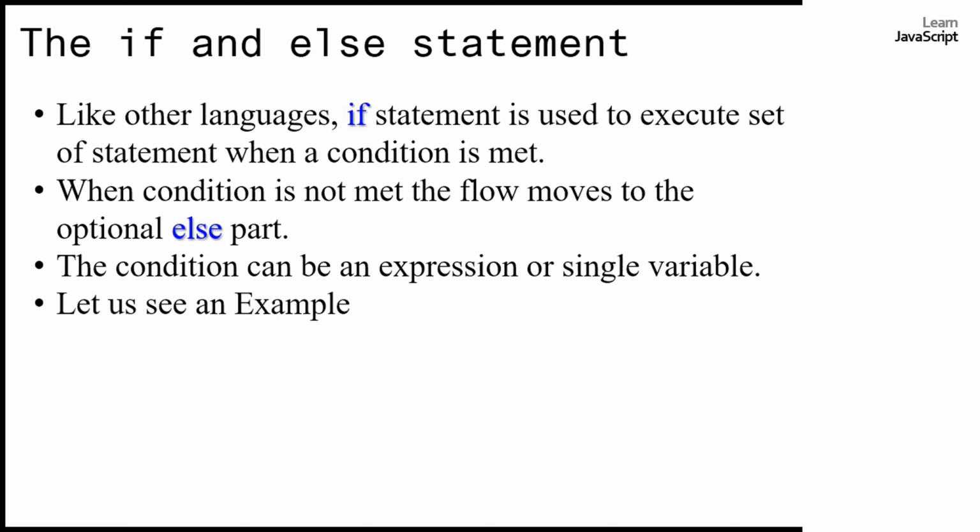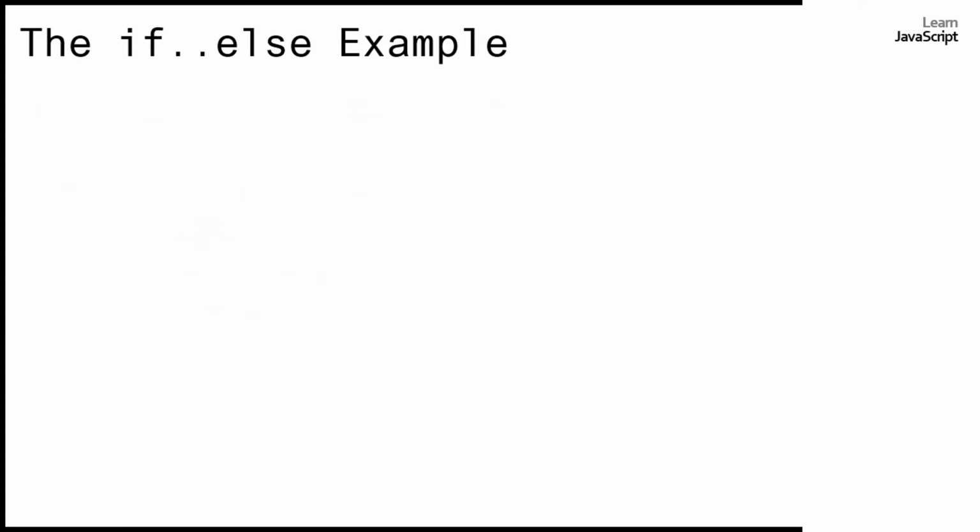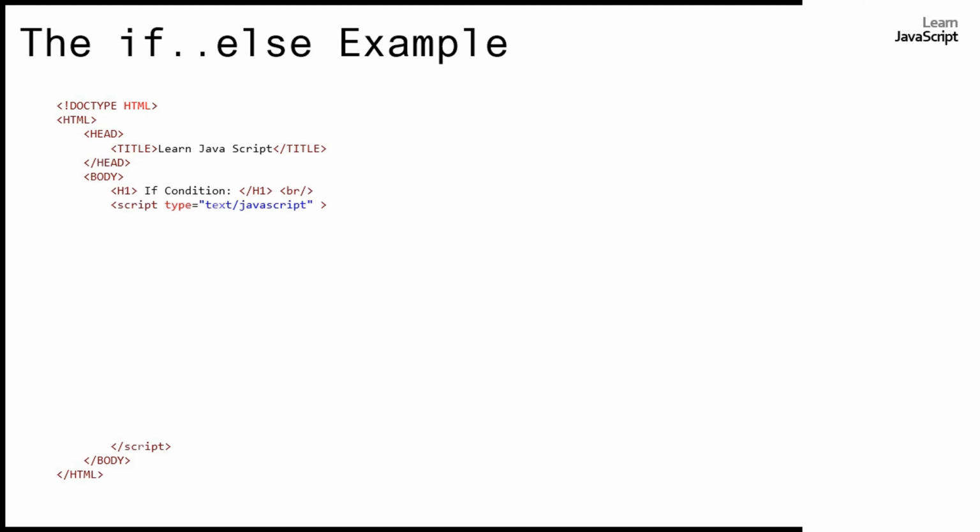Now let us see an example for the if statement. So this is our HTML skeleton. Inside this we are going to place our JavaScript. So we are opening and closing the JavaScript tag. Within this, first we declared two variables. First we declared number 1 and initialized it to a value 10. Then we have one more variable and we initialized it to 5.